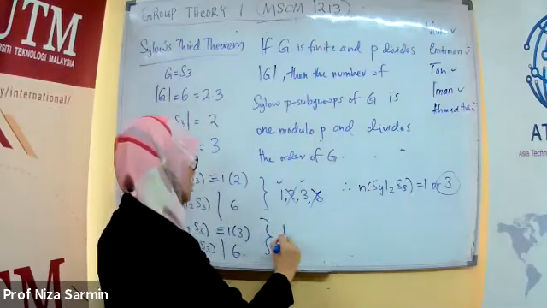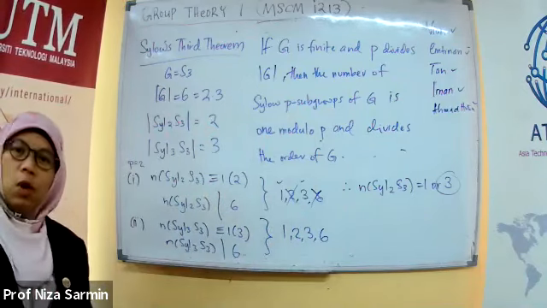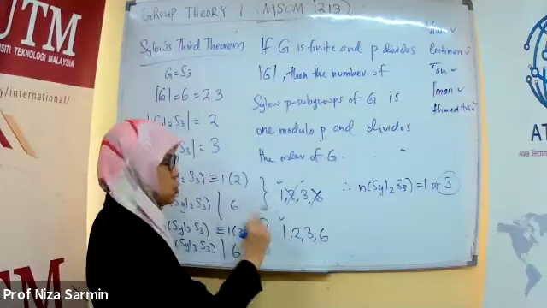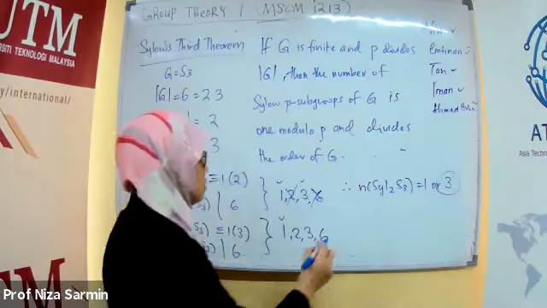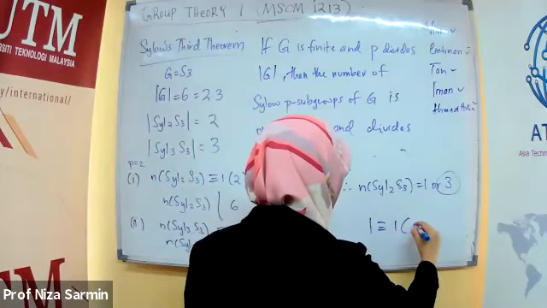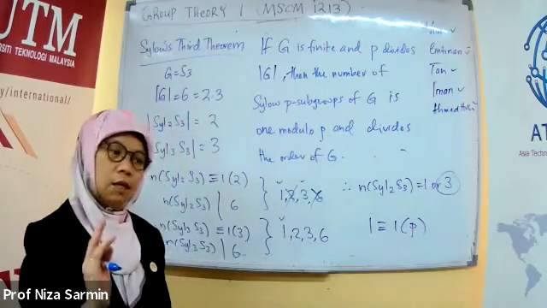Okay, same factors. Now you want 1 modulo 3. 1 is always 1 modulo whatever. Modulo, you can write like this. This is always true. So 1 is always a choice.